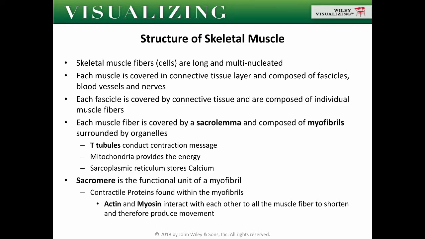Each muscle fiber is covered by a sarcolemma and composed of myofibrils surrounded by organelles. We have T-tubules, so-called because they are shaped like a T. They conduct the contraction message. The mitochondria of the muscles provide the energy. Actually, this is where the red meat and white meat part comes into action. We will discuss that later: the number of mitochondria, which muscle requires a large amount of mitochondria, and which does not.